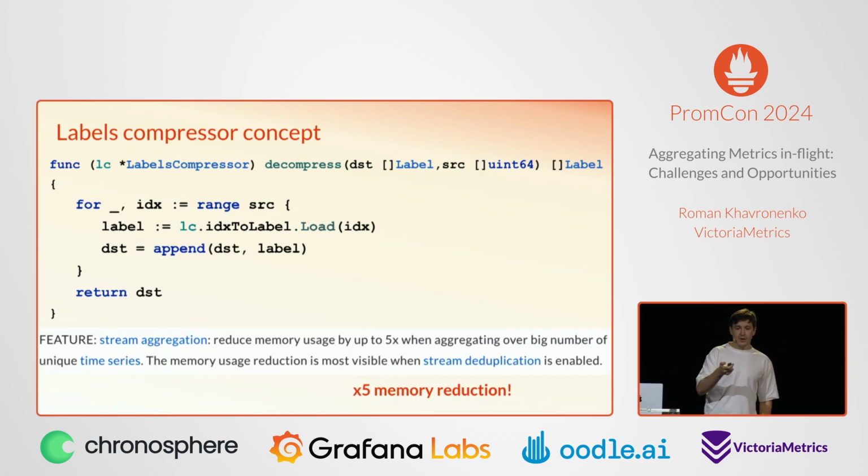Yeah, so after we added this label compressor to the VM agent, we reduced memory by up to 5 times at the worst cases, that's on production data. And of course, this label compressor is used across all the aggregation inputs and inside VictoriaMetrics as well. So it's like a global state, which helps to reduce the memory.